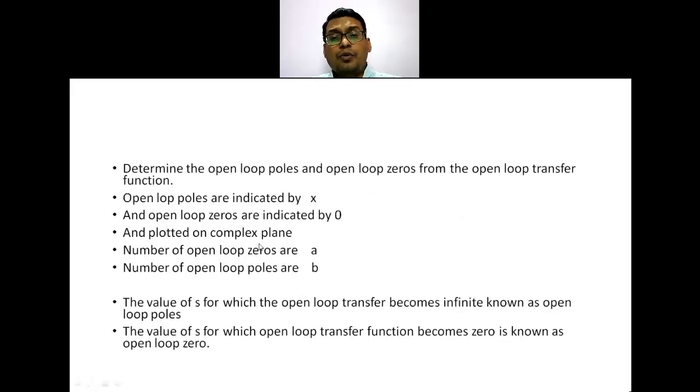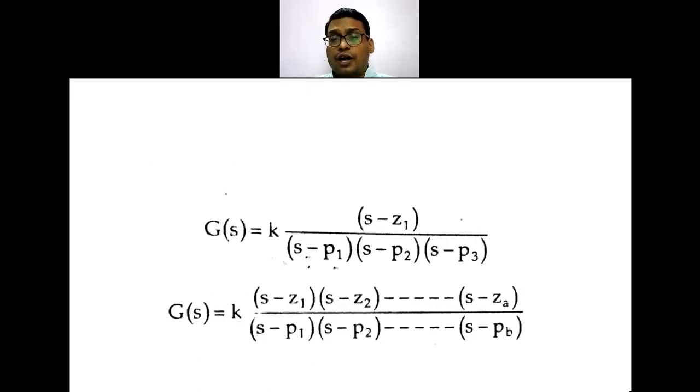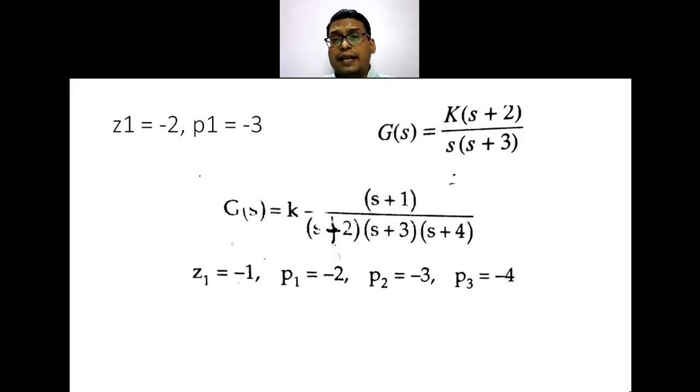So open loop poles are indicated by the B. So B will have the value of 3 and A will have the value of 1. So this is a generalized format. Now you can write it in a generalized format. There are n number of open loop zeros and m number of open loop poles. Now coming to the numerical understanding.